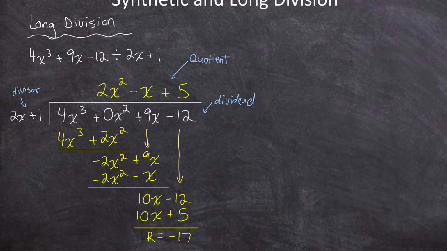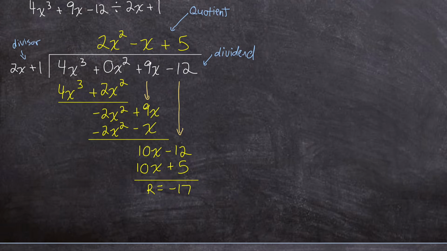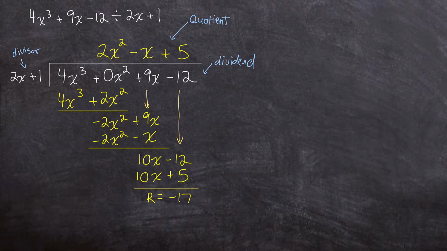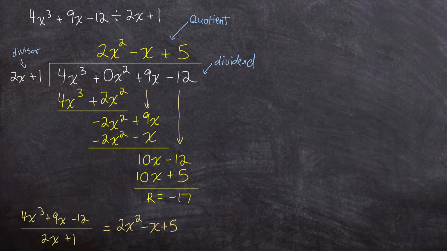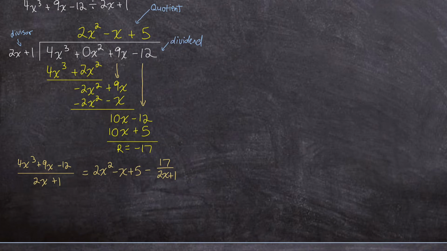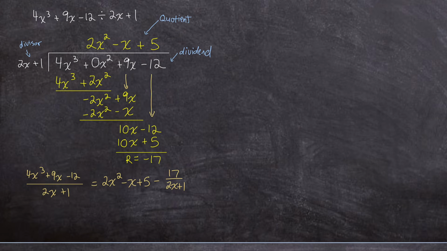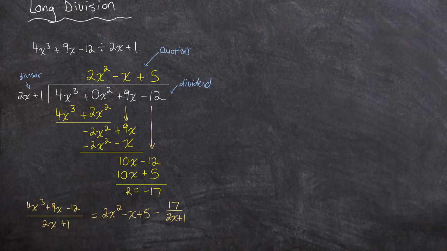So there are a couple different ways to express this answer. I'm going to show you how to express this in what's called quotient form. We could say that the original division question is equal to the quotient plus the remainder over the divisor. And now let me make a bit of room and show you another method that is a little bit of a shortcut that only works in certain situations.